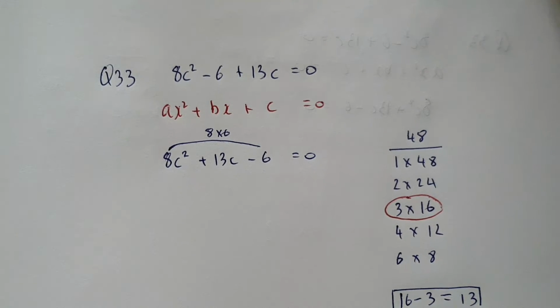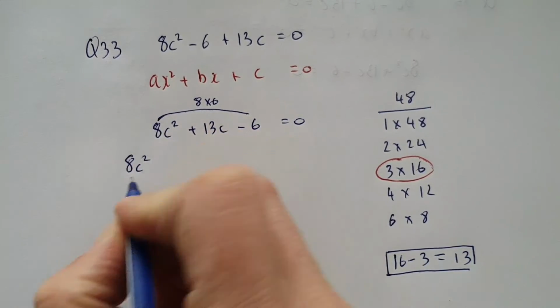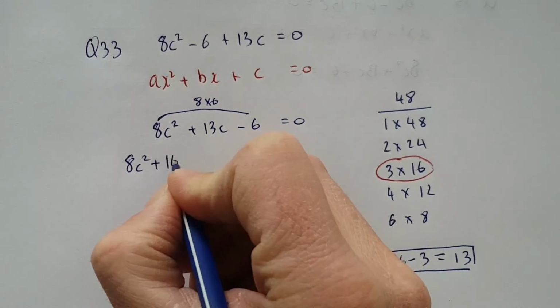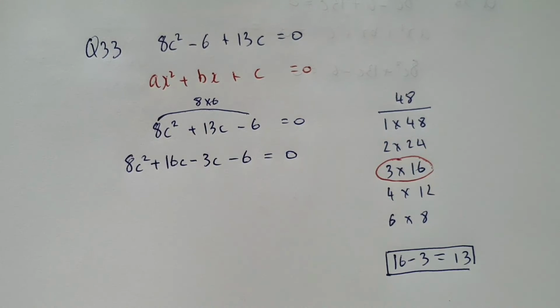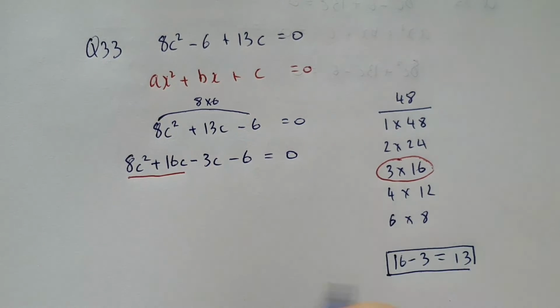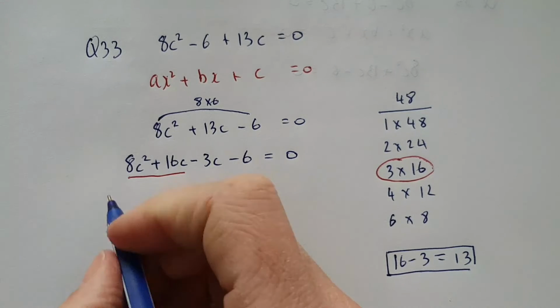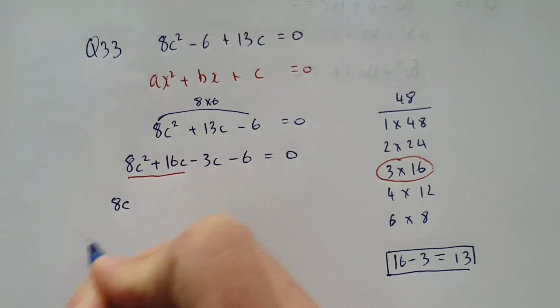because 16 take away 3 will give us 13. So I'm going to rewrite now my quadratic as 8c squared plus 16c take away 3c and minus 6 is equal to 0. So now I have groups of common factors. So look at the first two terms and see what's common. Well, 8 goes into 8 and 8 goes into 16, so 8 will be common, and c goes into c squared and c goes into c, so c will be common.